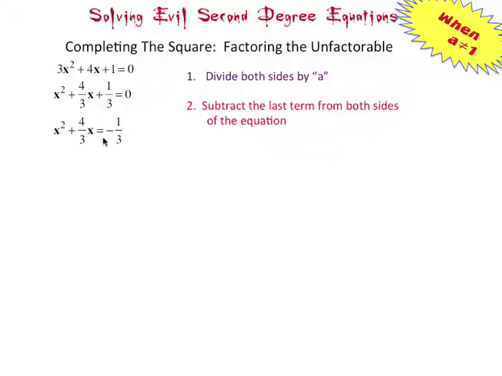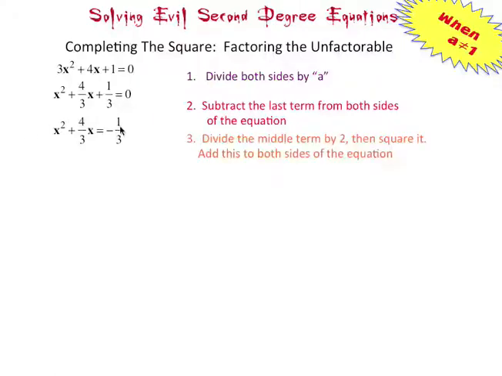Now, I would like to get the last term on here. So what I'm going to do is take my 4/3, divide that by 2, and then square it, and add it to both sides. All right, so divide the middle term by 2, that's the 4/3. And when you're dividing a fraction by something, you can do it 2 ways. Remember, you're dividing the numerator by the 2, not the denominator. So the 4 gets divided by 2, so it becomes 2/3.